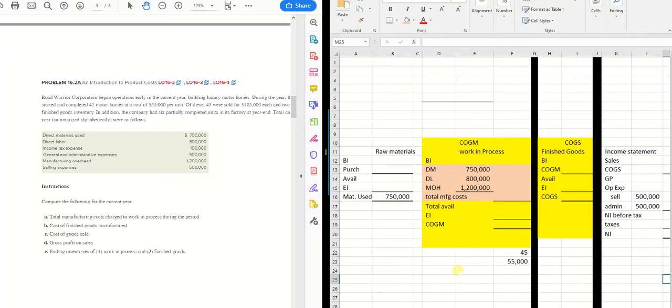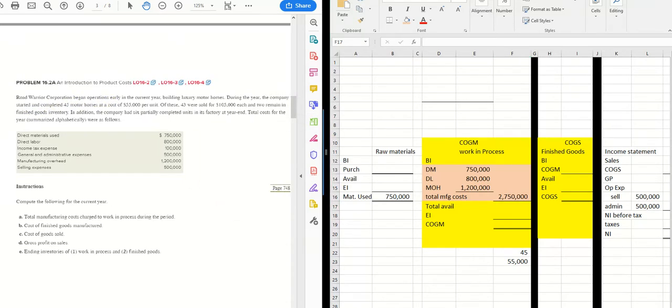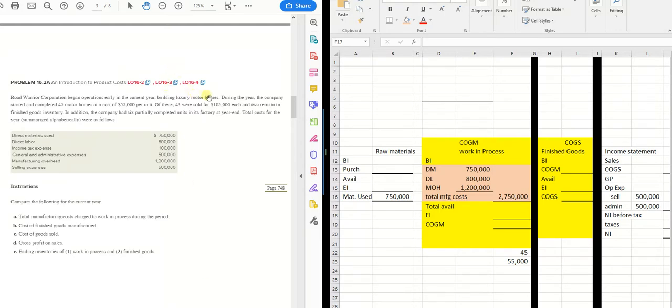I haven't read that yet, but right now I do know that total manufacturing costs are $2,750,000. Okay, then it looks like I really can't go much further, but if I go up here, I began operation early in the current year, building luxury homes. During the year, the company started and completed 45 motor homes at the cost of $55,000 per unit.